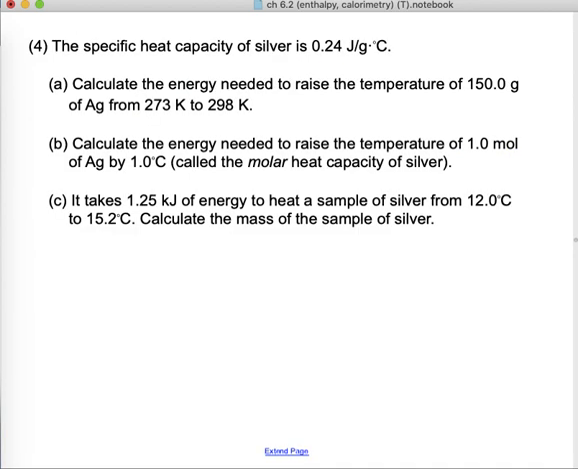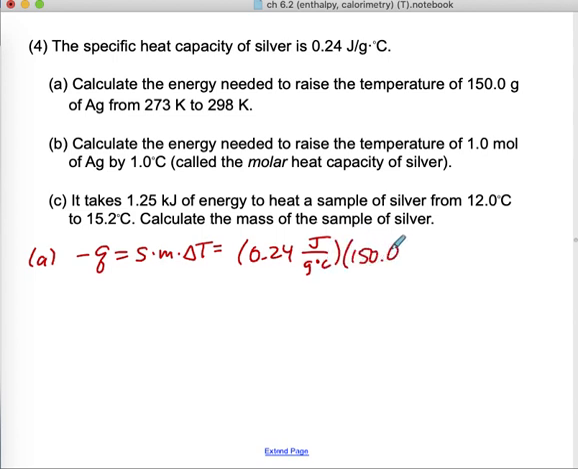Okay, let's do a few problems. The specific heat capacity of silver is 0.24 joules per gram per degree Celsius. Calculate the energy needed to raise the temperature of 150 grams of silver from 273 to 298 Kelvin. So I'll do negative Q equals S times M times delta T, equals 0.24 joules per gram degree Celsius times 150 grams times 298 Kelvin minus 273 Kelvin.